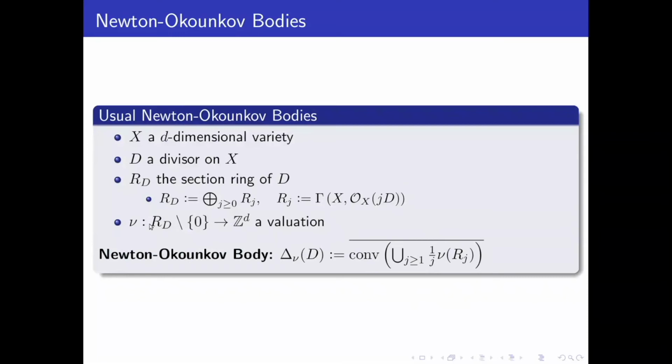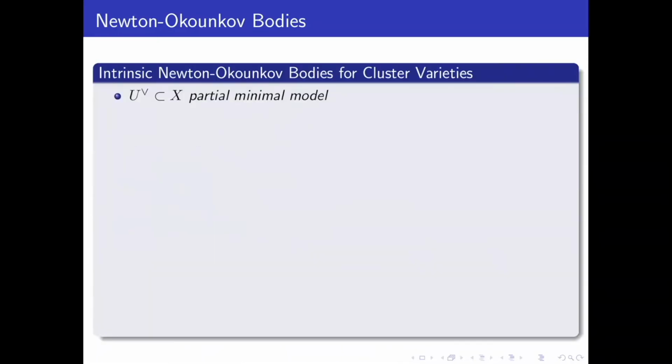But in Newton-Okounkov world, there's lots of different choices of valuations that you can make that will give you different Newton-Okounkov bodies. And generally, there's not really some God-given valuation. But it happens that in the cluster world, you really do have something God-given. So to get an intrinsic Newton-Okounkov body for a cluster variety, we'll take X to be some partial minimal model, some partial compactification of U check.